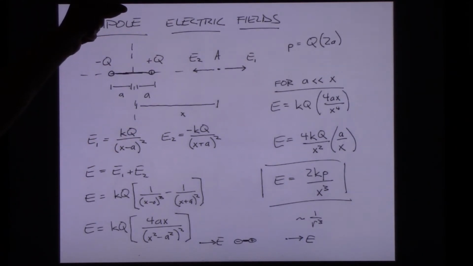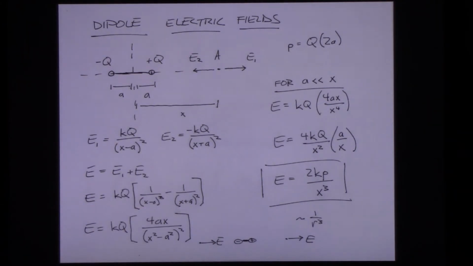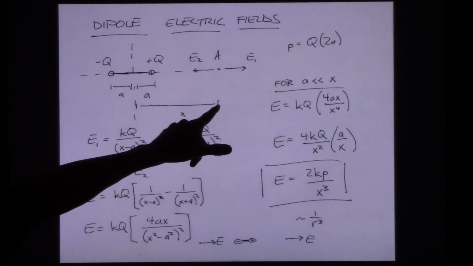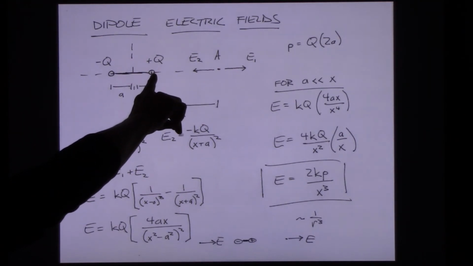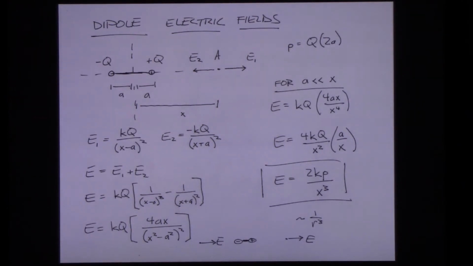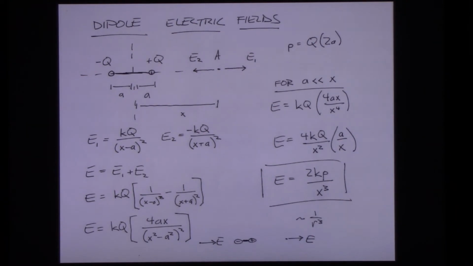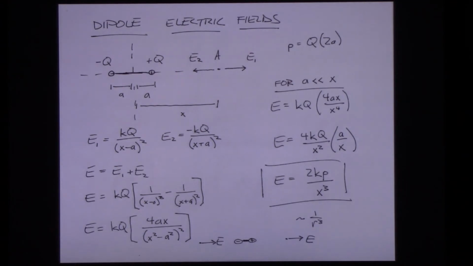So I'm not looking at a point here. I'm looking at a point on the x-axis itself. And so I'm defining a distance from the center of the dipole out to point A, and I'm getting an electric field contribution from the positive charge, that's E1, and I'm getting an electric field contribution from the negative charge, that's E2. And so I wrote down the formula for the E field due to a point charge for charge 1 and charge 2. Now, I put the minus sign in here just to point out that it's in the opposite direction.